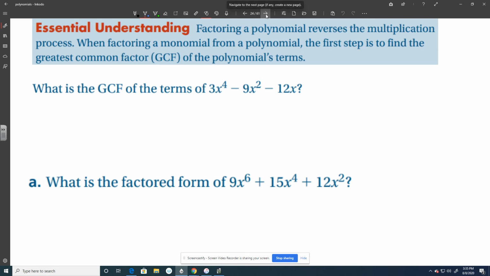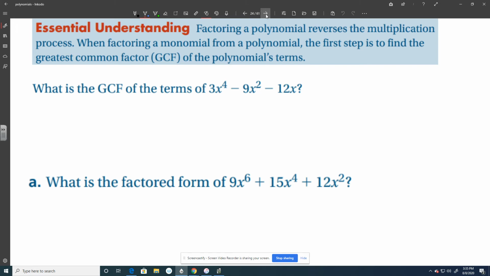Now, this is the fun one. What if we need to go backwards? And I don't say what if we need to, because this year you're going to have to go backwards a lot. So this is a big concept that we need to get good at. And that's why we're starting it so early in the year.